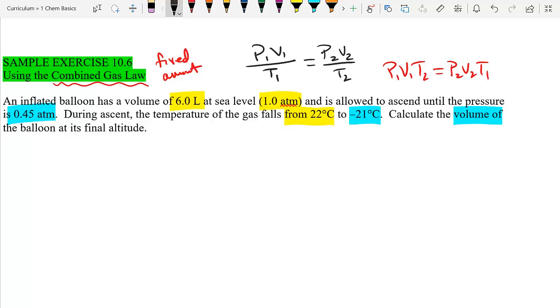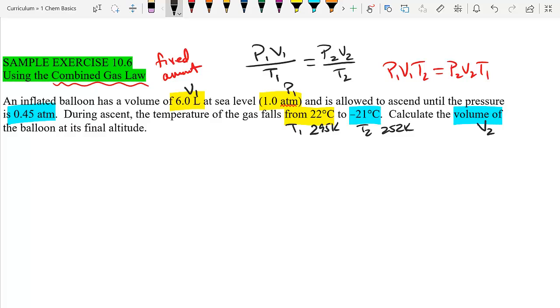So, identifying and breaking down everything that we see. Well, everything I've highlighted in yellow is the starting condition. So, I've got a volume initially, I've got a pressure initially, and I have a temperature initially that I'll modify by adding 273. We're going to find that 273 plus 22 gives us 295 kelvins. The next thing that we're going to want to do is modify and identify what we have here. Well, that T2, add 273, you're going to get 252 kelvins for our T2.